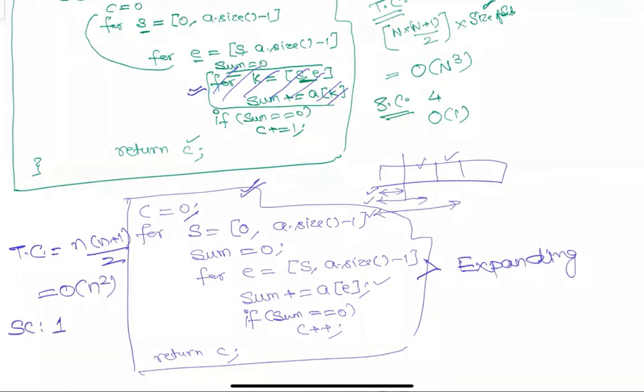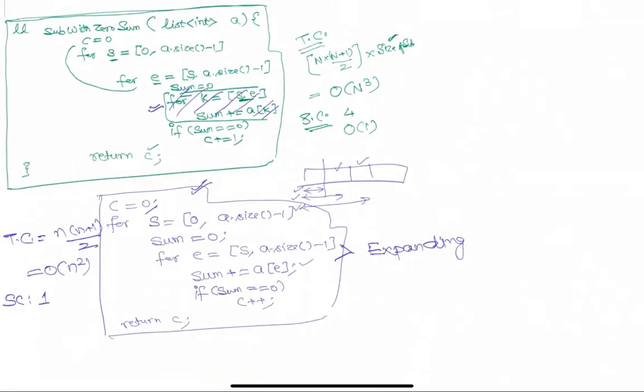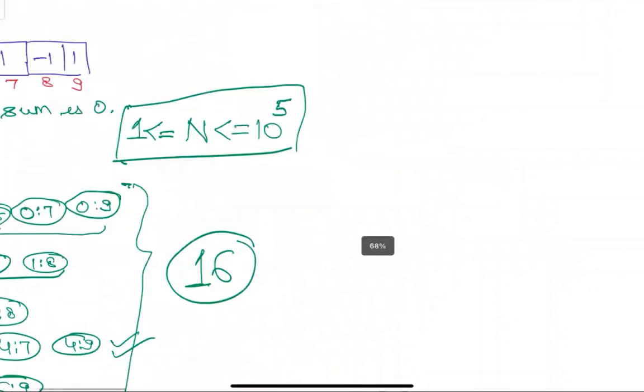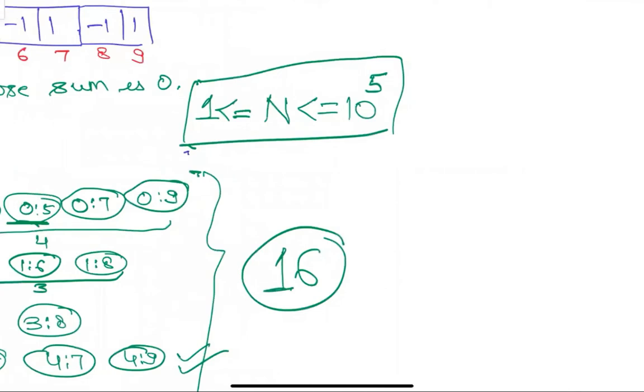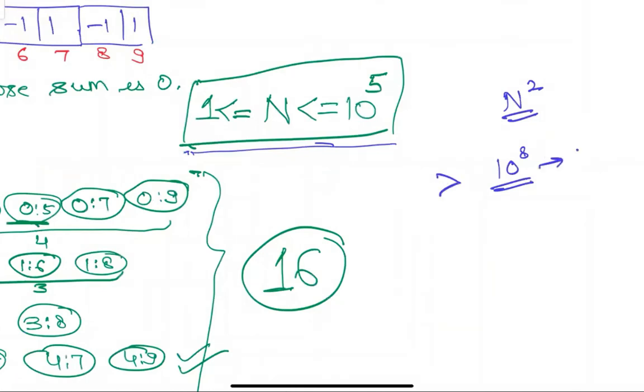Okay. Although we have two very naive solutions, will they really beat these constraints? Will n square pass? No, sir, because it will cross the 10 power 8 iteration boundary. More than 10 to the power 8 iterations gives us TLE. So we need a better solution. We need an optimized solution.